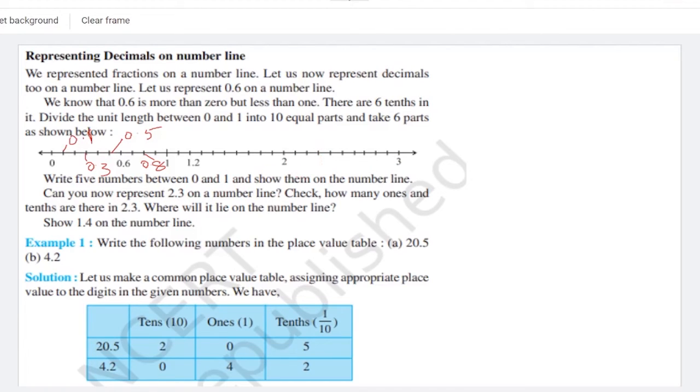Okay. This will be 2.3. How many ones and tenths are there? Ones you have, ones will be 2. 2.3 means, see in this tabular column you can see. Ones position you will have 2. And in the 1 by 10th position, there you have 3. So here 2 and here 3 you will write. Okay.